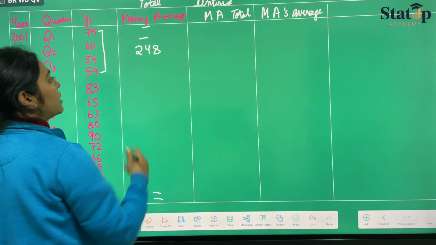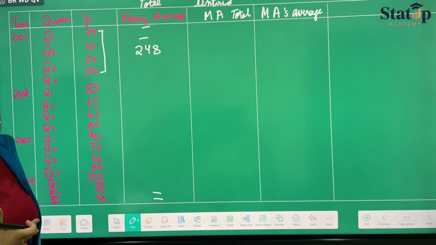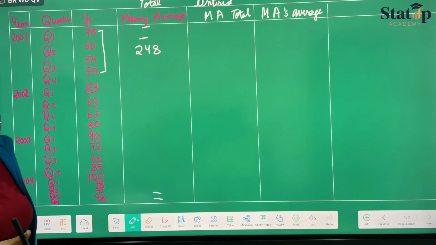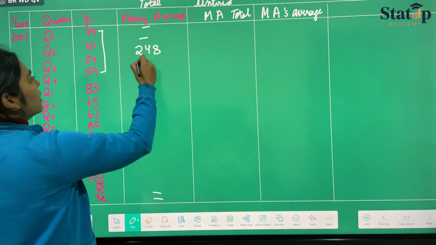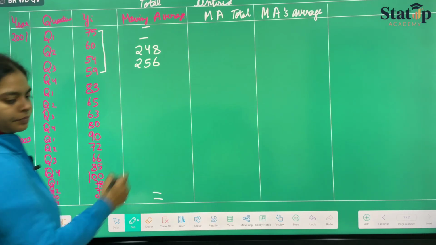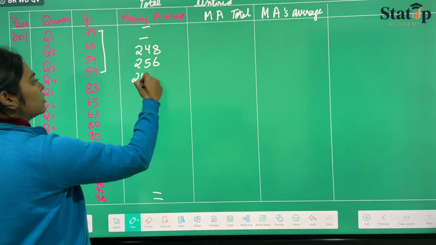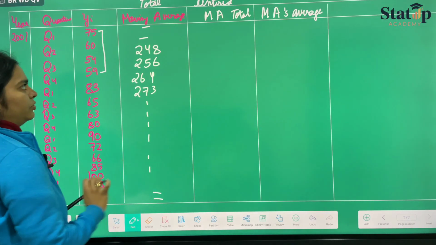We have discussed this. How do we calculate moving average? If you don't know the concept, then you can rewatch the moving average video. I have discussed in detail there. I'm not discussing it here. So the moving averages are 248, 256, and 264, 273, and so on. I'm not writing all of them.